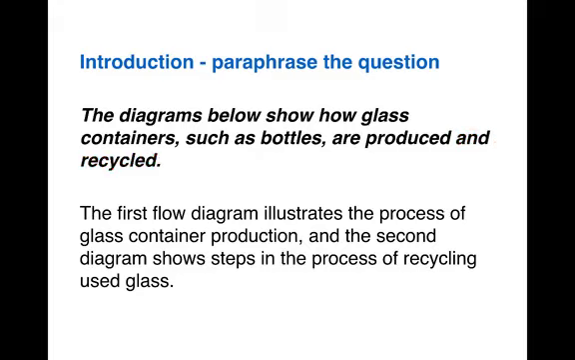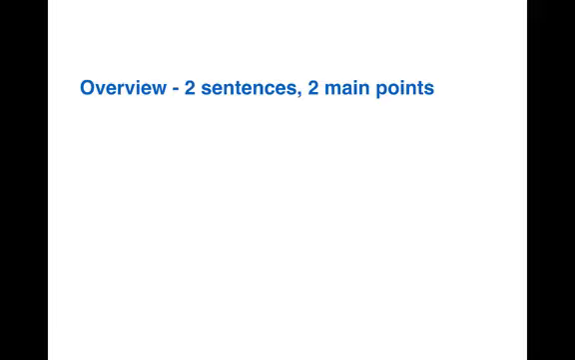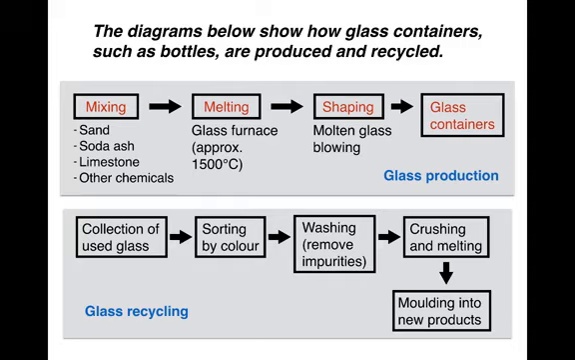The first flow diagram illustrates the process of glass container production, and the second diagram shows steps in the process of recycling used glass. On to the overview now, 2 sentences, 2 main points, and I'll show you on the diagrams what I'm going to choose.